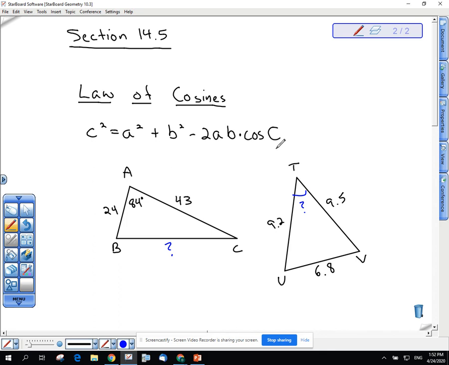Okay, so we already know that the way we name triangle vertices is by capital letters. All of these lowercase letters then would be the sides that are opposite the vertex that is labeled with that capital letter.